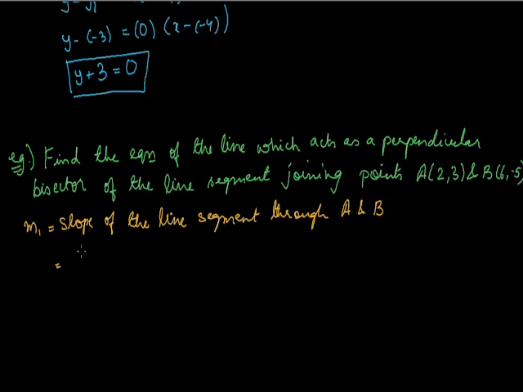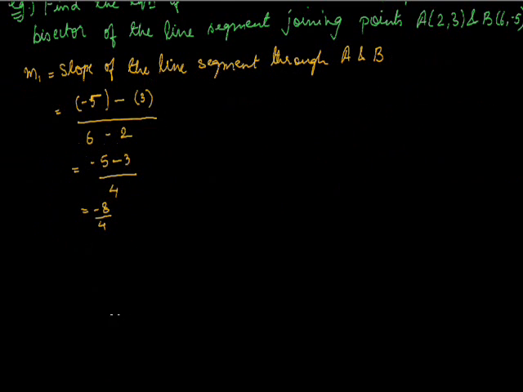So y2 minus y1, I'll get minus of 5 minus 3 upon 6 minus 2, which will give me -5 plus 3, it should be -5 minus 3 upon 6 minus 2 will give me 4. So that would be equal to -8 upon 4, and the value of the slope would become -2. So I'll get m1 is equal to -2.